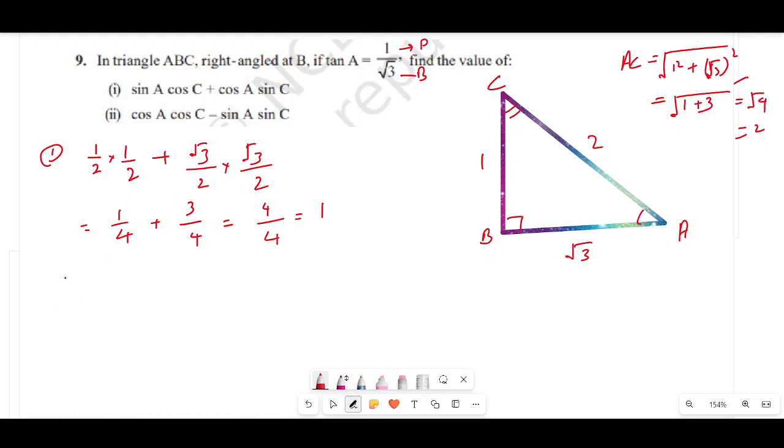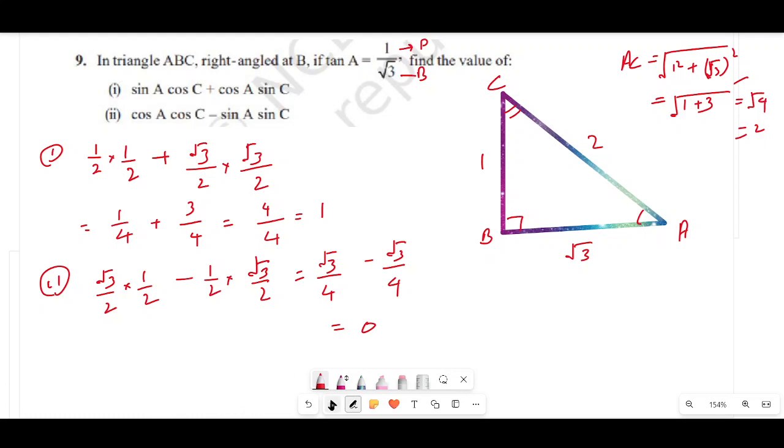Now for the next question, cos A cos C minus sin A sin C. Clear? Now for cos A, what is the value of cos A? Root 3 by 2. What is the value of cos C? 1 by 2. Minus sin A. What is the value of sin A? 1 by 2. And what is the value of sin C? Root 3 by 2. Root 3 by 4 minus root 3 by 4. So both are the same, so it will be 0.